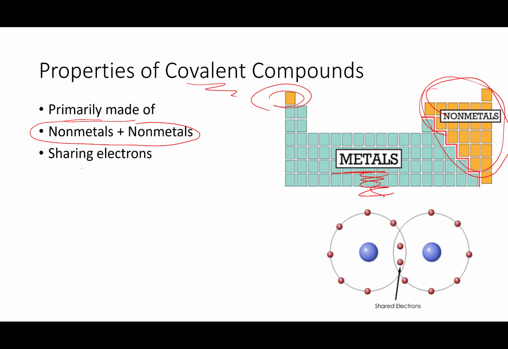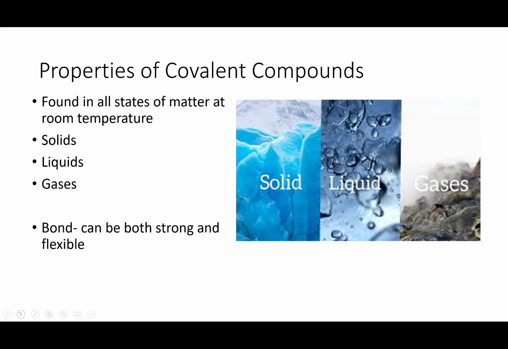Covalent compounds are all going to bond involving sharing electrons, and that is what is going to create those bonds. Covalent compounds at room temperature are going to be found as solids, liquids, and gases. That's because the covalent bond can be both very, very strong, and it can provide a tremendous amount of flexibility. Flexibility to hold molecules together even when the compound changes state from a solid to a liquid to a gas when heat is applied to a material.